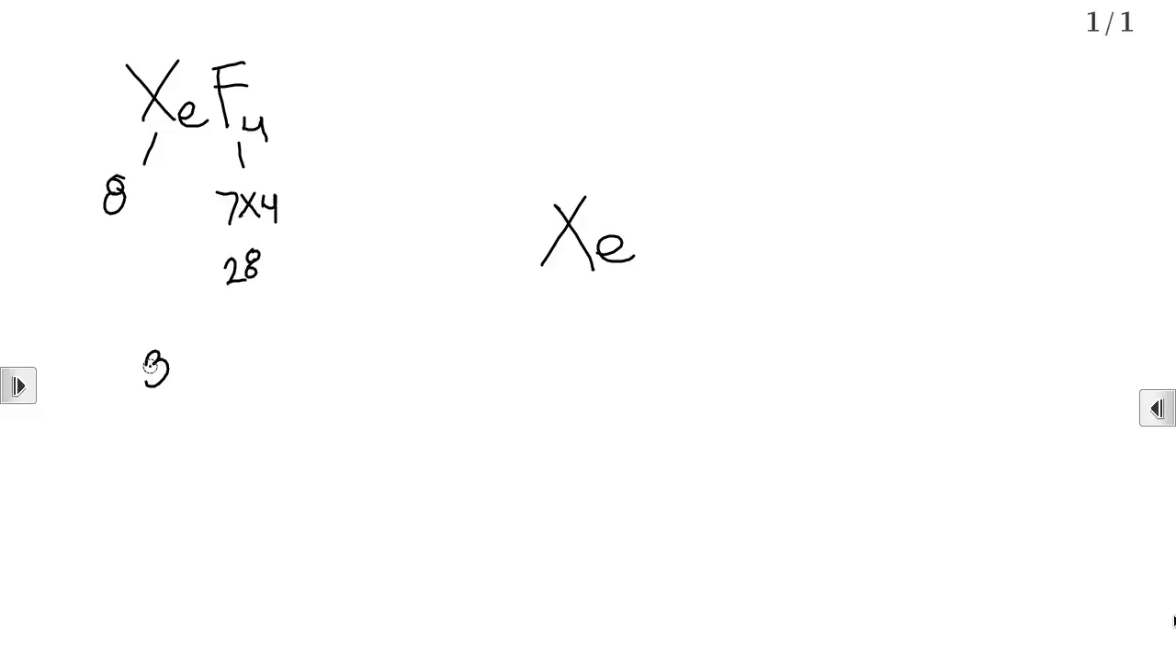And so we have xenon and then F4. Your noble gases don't actually have electronegativity values because they don't bond, and technically xenon is going to be my central atom. This has 8 electrons, and then we have 7 times 4, so that's 28. So on my Lewis structure, when I'm done, I should have 36 electrons showing.